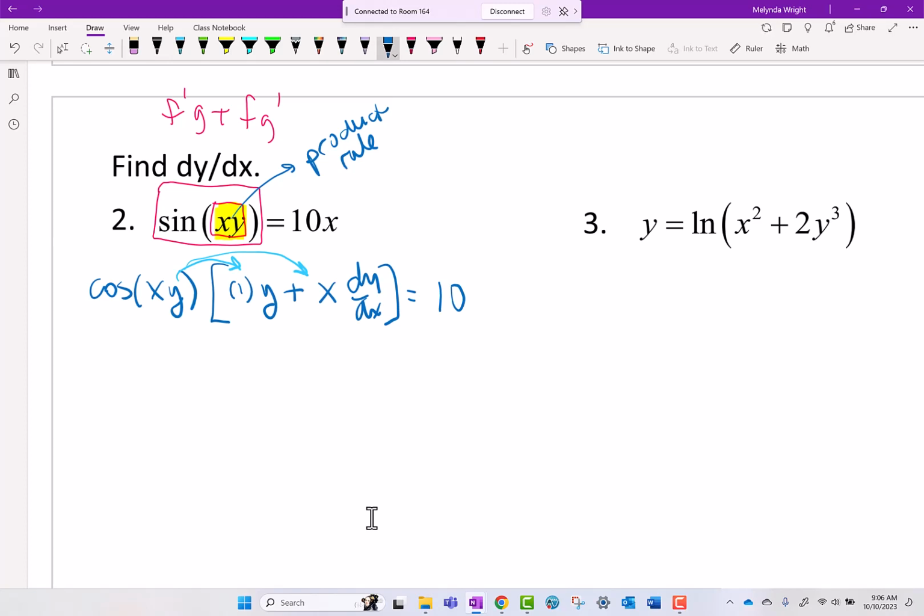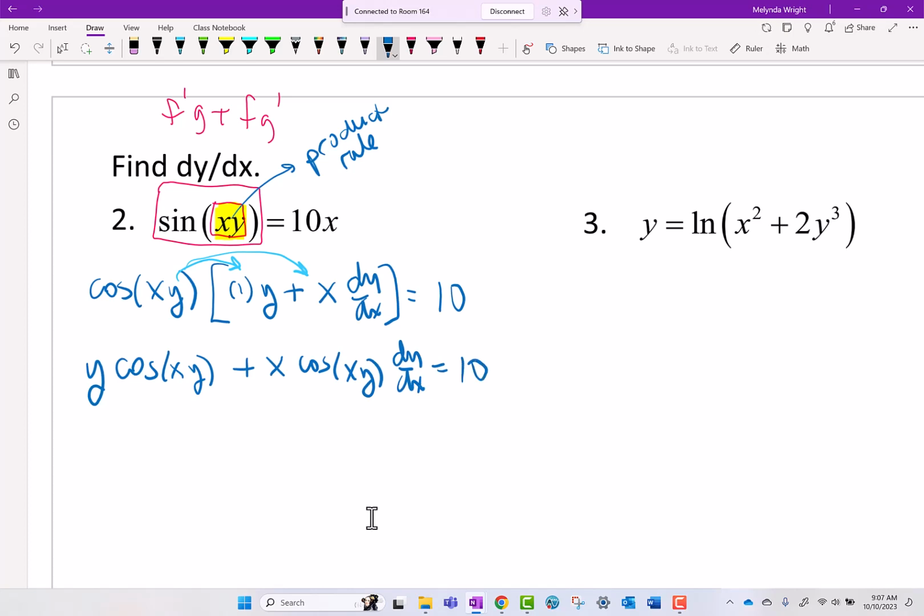So when I multiply cosine xy times y, I'm going to write the y first just because it's cleaner. This cosine xy is the argument, right? I hope none of us in here believe that I can make that cosine x times cosine y. That's not a thing. Okay? So y times cosine xy plus x times cosine xy dy dx equals 10.